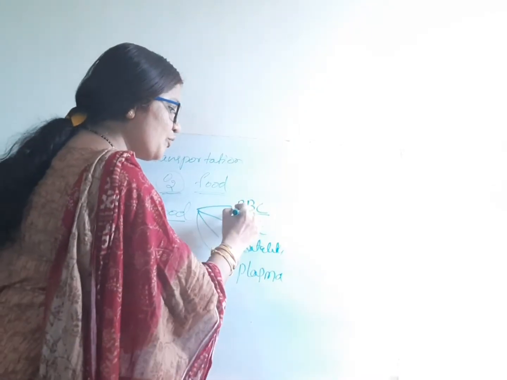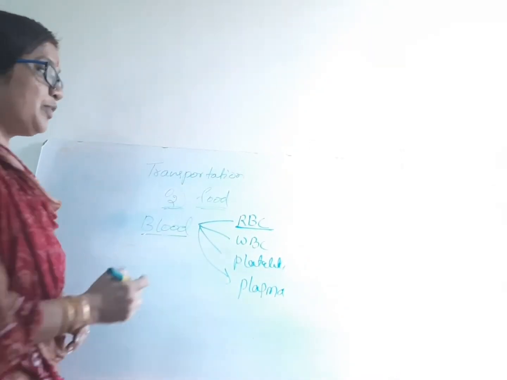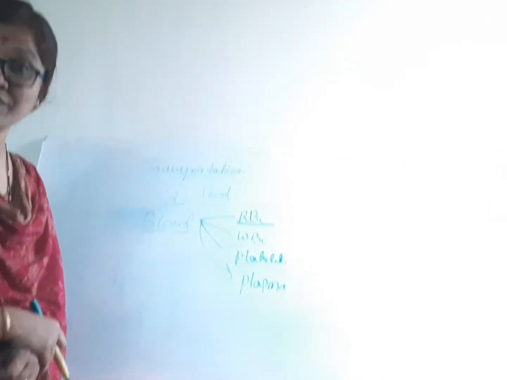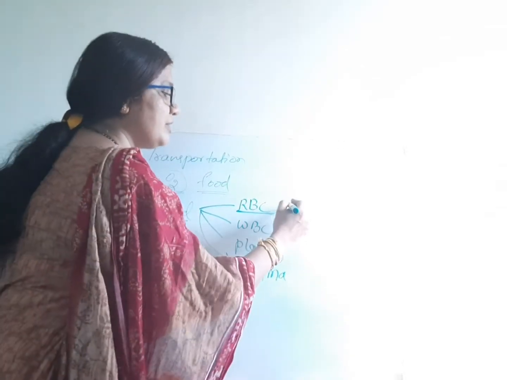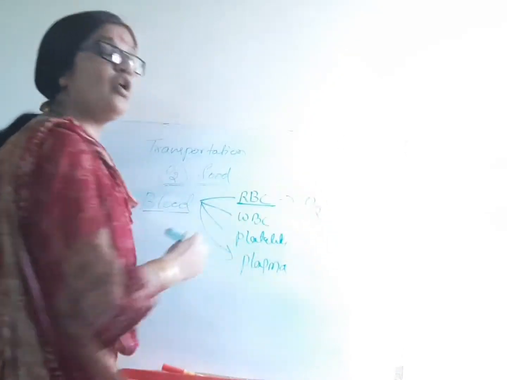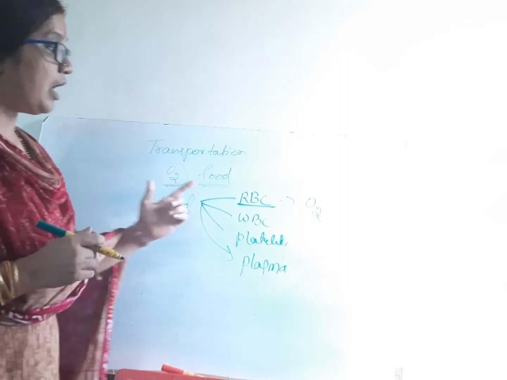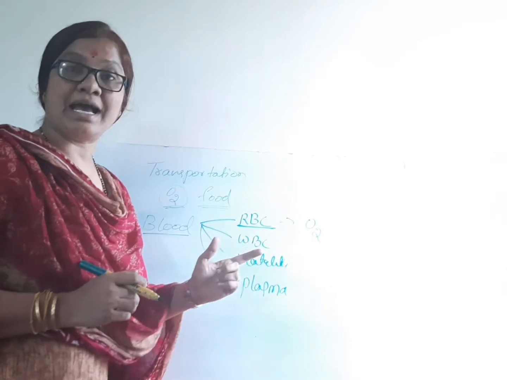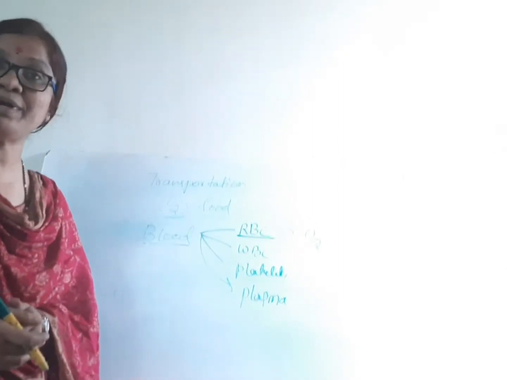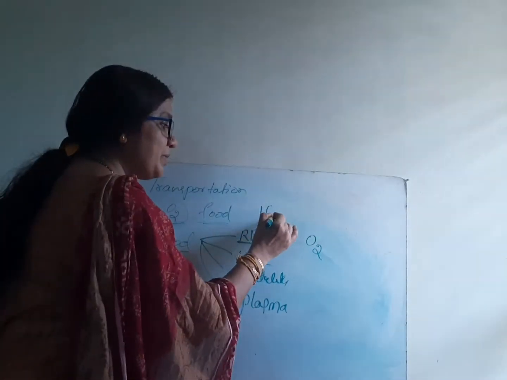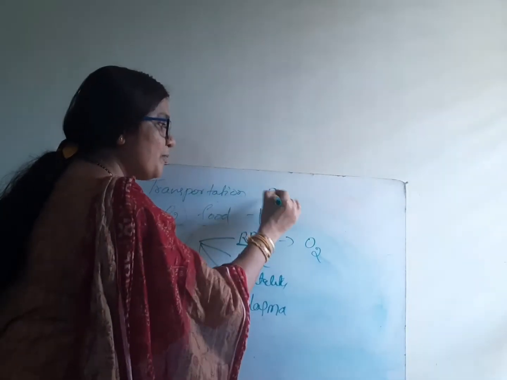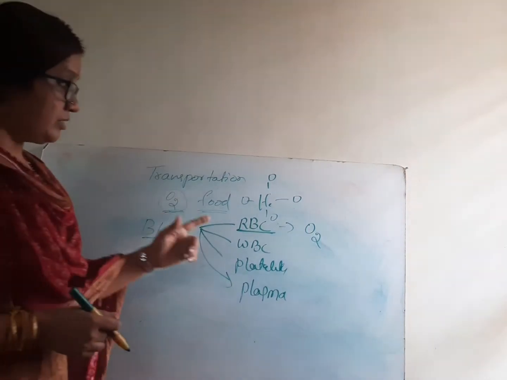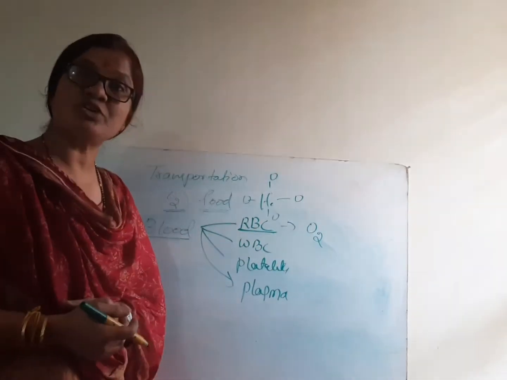Now let me explain the function of RBC. What is RBC? Red blood corpuscles. What is the function of RBC? It helps in transportation of oxygen. How is the oxygen transported? RBC has a pigment called hemoglobin. One hemoglobin pigment can carry 4 molecules of oxygen. So RBC helps in transportation of oxygen.